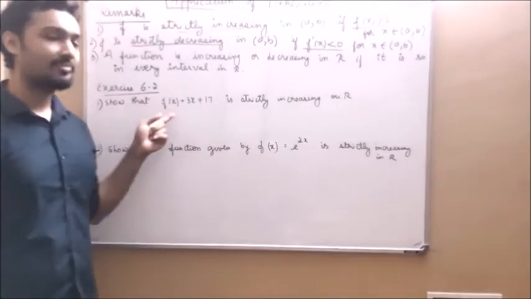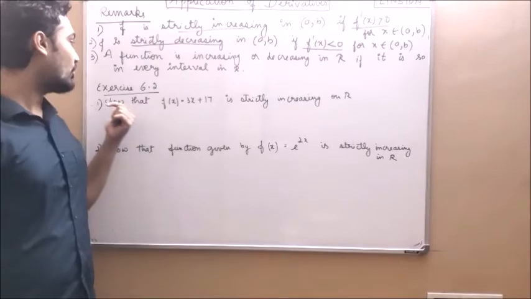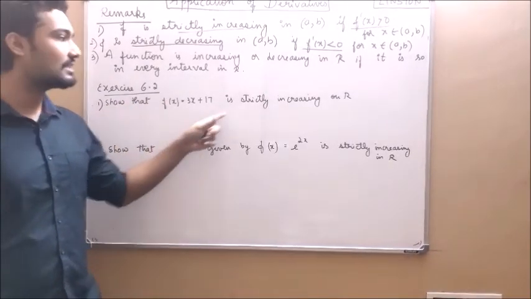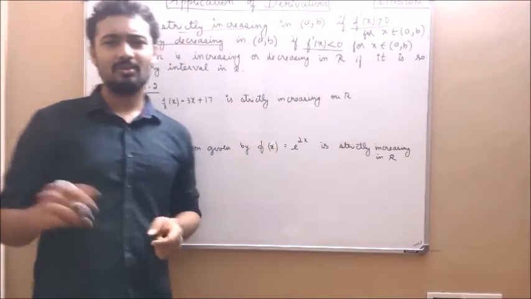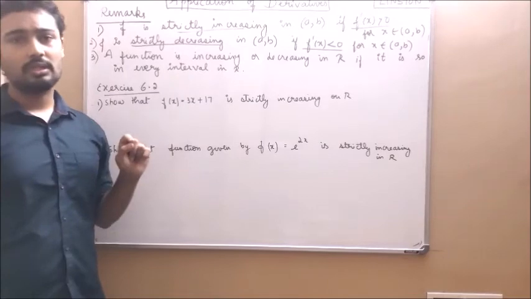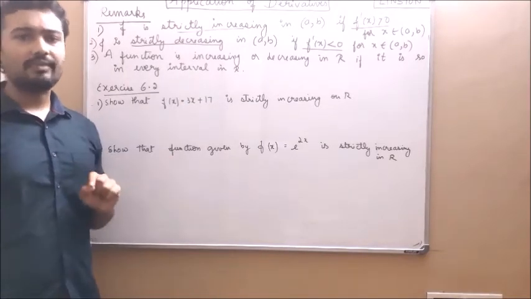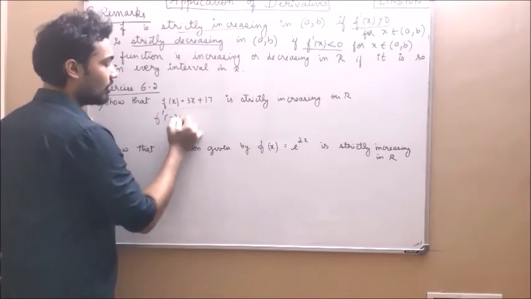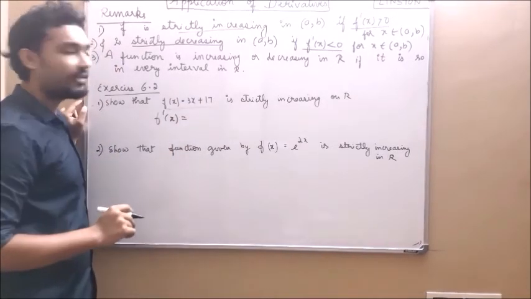So first we will do exercise 6.2. First question, show that f of x equal to 3x plus 17 is strictly increasing or not. So how to show it is strictly increasing? Fairly obvious, you know how to show. Check the derivative. What is f dash of x? So this is function f of x. What is f dash of x? Means the derivative.